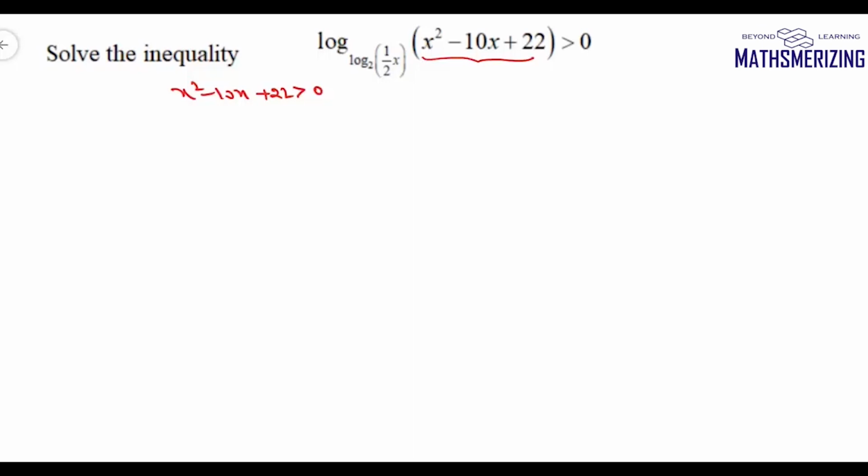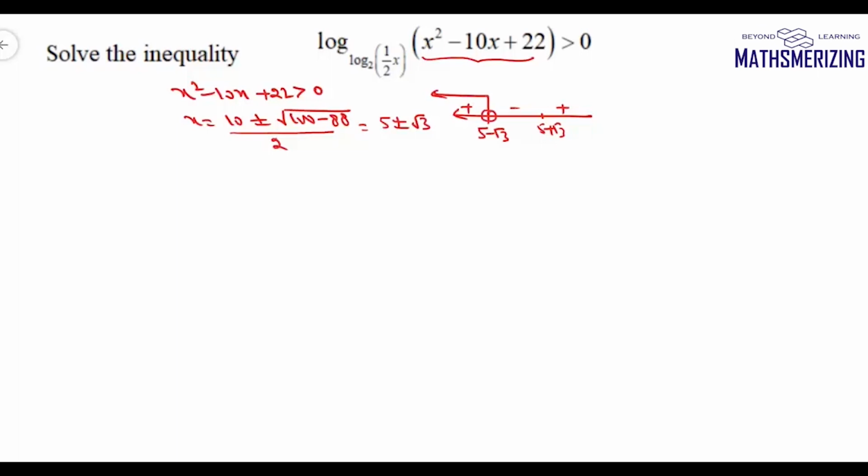If I find the roots, they will be x equals 5 plus and minus root 3. So this is 5 minus root 3, and this is 5 plus root 3. So this is plus, minus and plus. I need greater than 0, so either x is less than 5 minus root 3 or it is greater than 5 plus root 3.